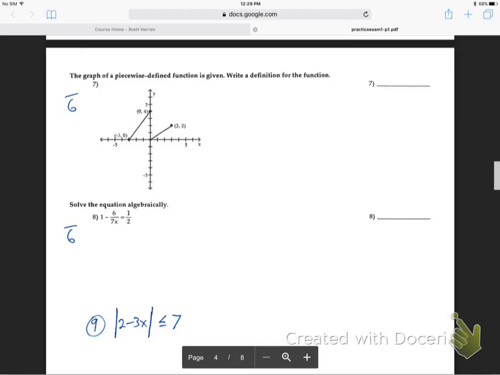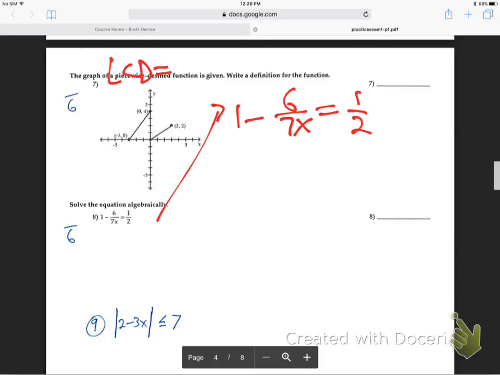All right, let's try that other part that was on that screen. Let's try this one. So I'll bring it up here. 1 minus 6 over 7x equals a half. How do you solve equations with fractions? Do you remember? LCD. Yeah, what's the LCD? 14x. You take the two denominators and multiply them. 14x is the LCD. I just multiplied the denominators together, like that.